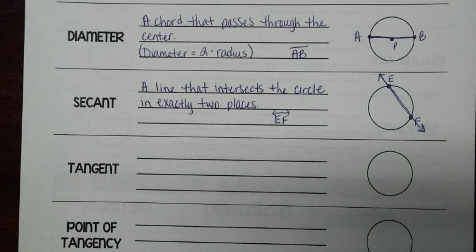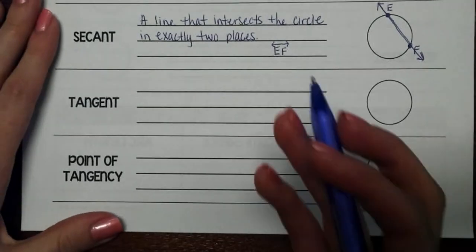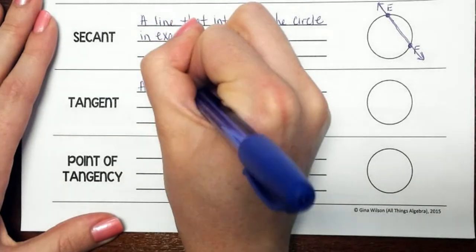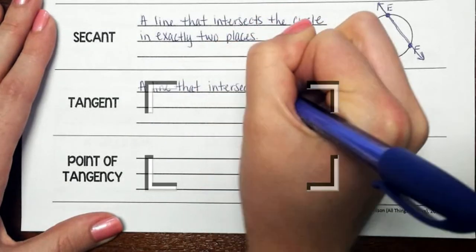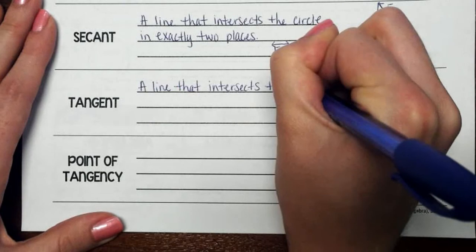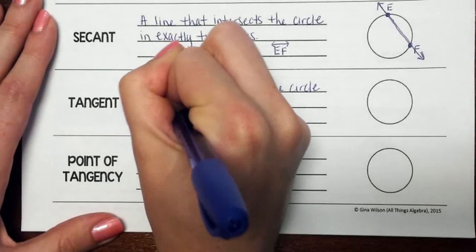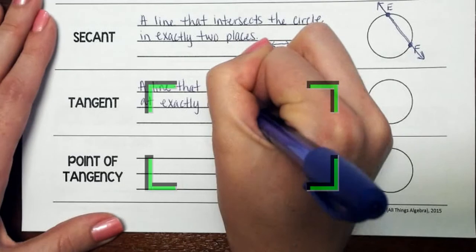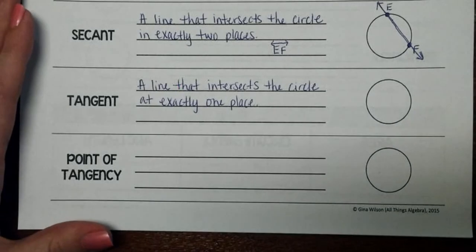Alright, our next definition is a tangent line. So a tangent is a line that intersects the circle at exactly one place. Okay, so it only touches the circle one time. So you're only going to have one point on your circle that this line touches.